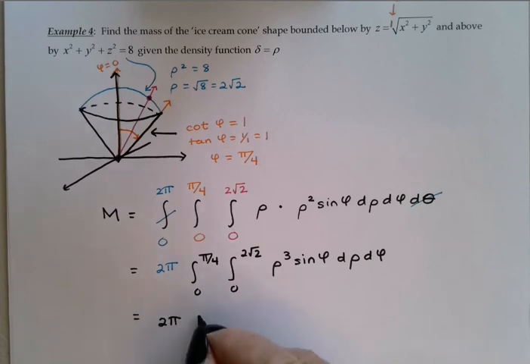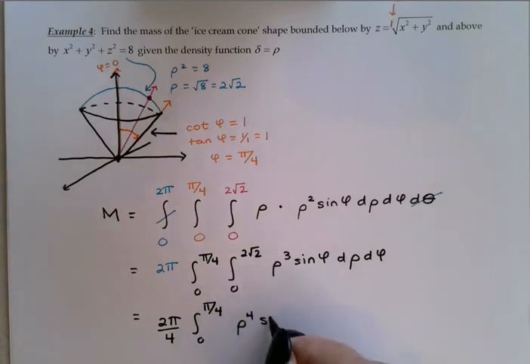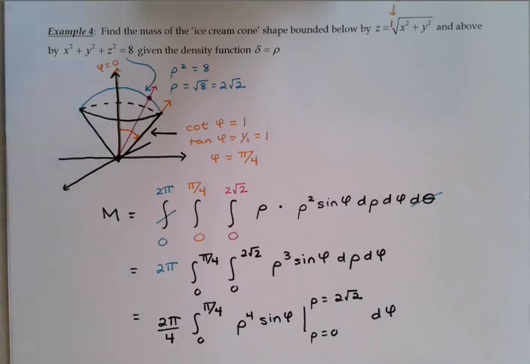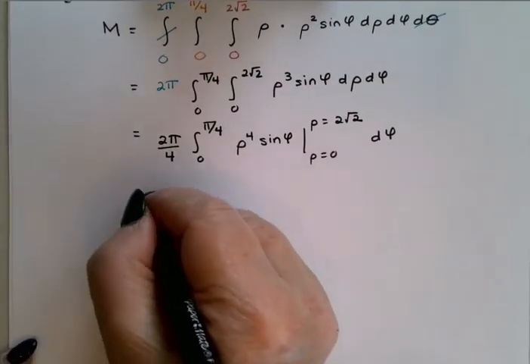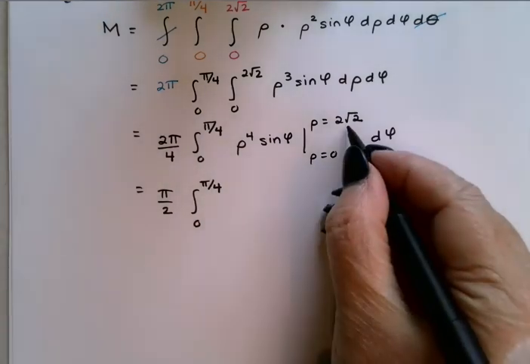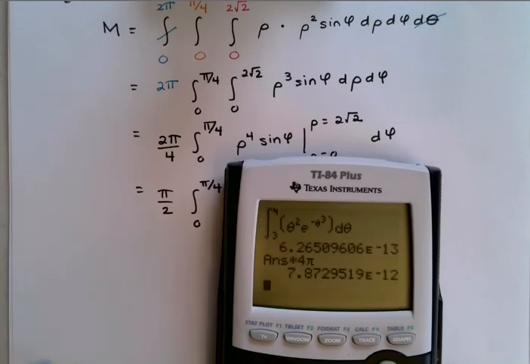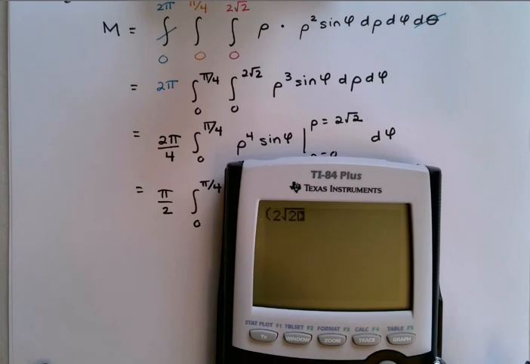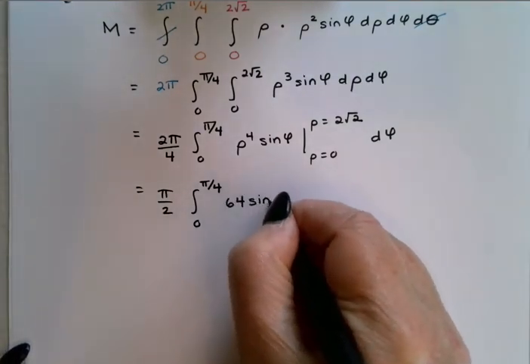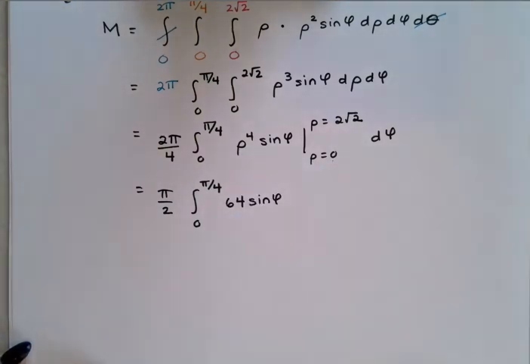So we've got 2 pi, integral 0 to pi fourths, and then the integral of rho cubed would be 1/4 rho to the 4th. I'm going to divide the 4 out here. And then I've got rho to the 4th sine phi, evaluated from rho equals 0 to rho equals 2 square root 2, with the d phi still waiting. That would simplify to pi halves. And let's see, rho to the 4th power, 2 square root 2 to the 4th power. Trust in my arithmetic now, so let me make sure I get it right. Is 64 sine phi. And then when I plug in rho equals 0, that will just be 0.